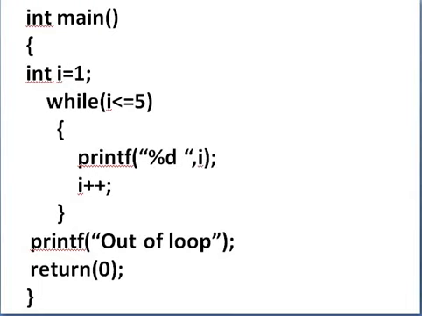Increment value of I by 1. Now I becomes 5. Then again check 5 is less than or equal to 5. Yes. Then again enter into this while loop and print I. That is, I is equal to 5.